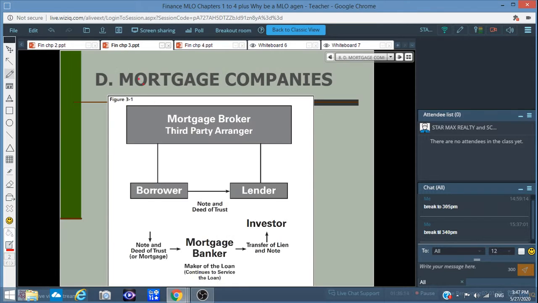And then we have mortgage company, right? 专门做房屋贷款的银行. Mortgage broker, third party arranger, okay? So this is what we are currently. Okay? Mortgage broker, you have a lot of MLOs in here. They'll do loans. What do we do? We find a borrower, we find a lender, and then we match them up. Okay?